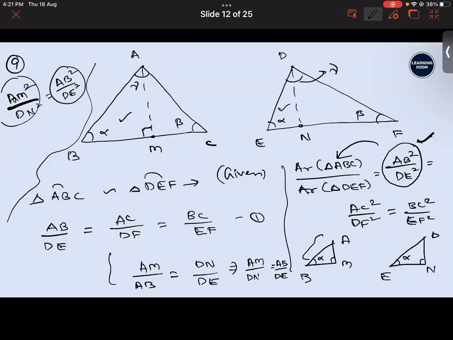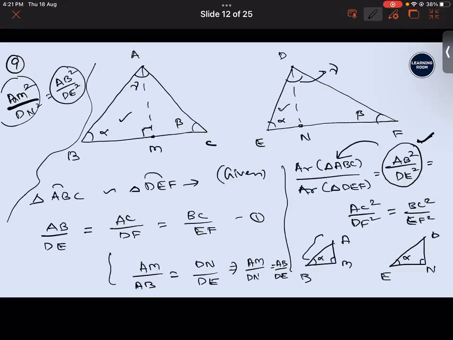Shall I proceed? So do the 10th one. Read it. You copy it. That's the answer. But just now we proved.